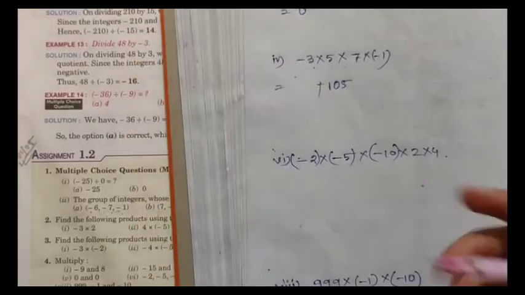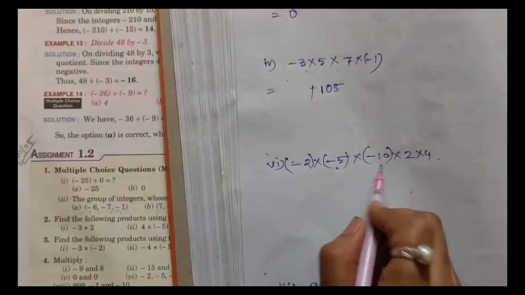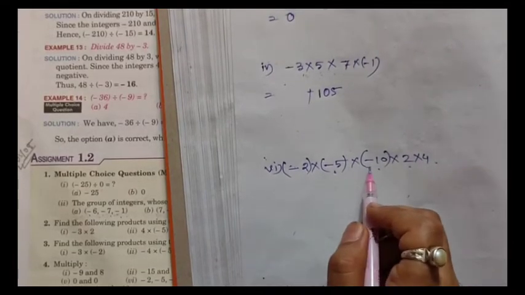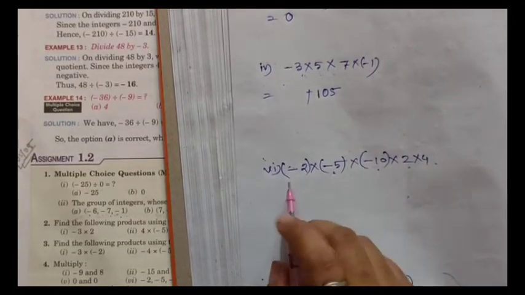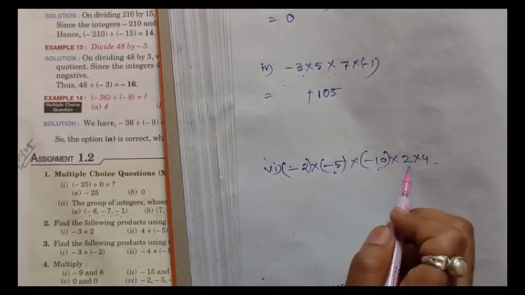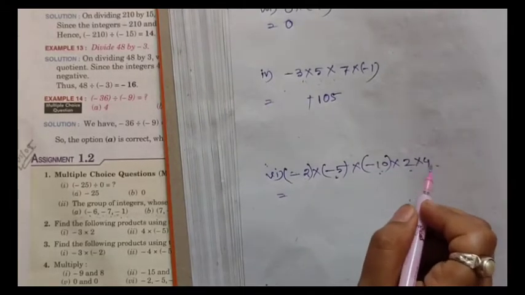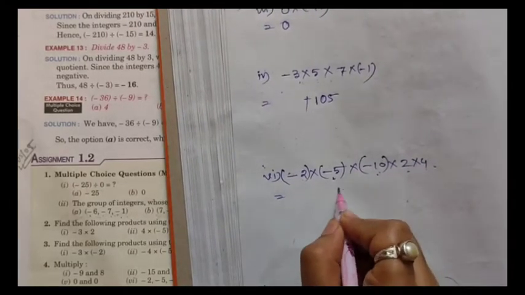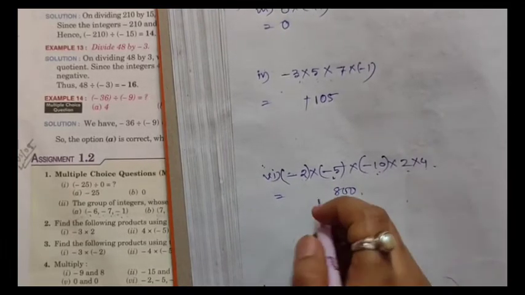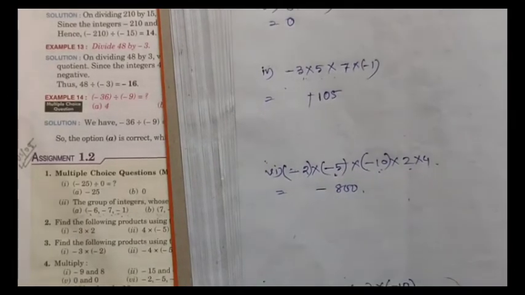Next question, question number 6. Minus 2, minus 5, minus 10, 2, 4. At first you need to multiply the absolute values. 2 5s are 10, 10 10s are 100, 100 2s are 200, 200 4s are 800. Here minus occurs 3 times, but 3 is an odd number, so the sign of the product will be minus.